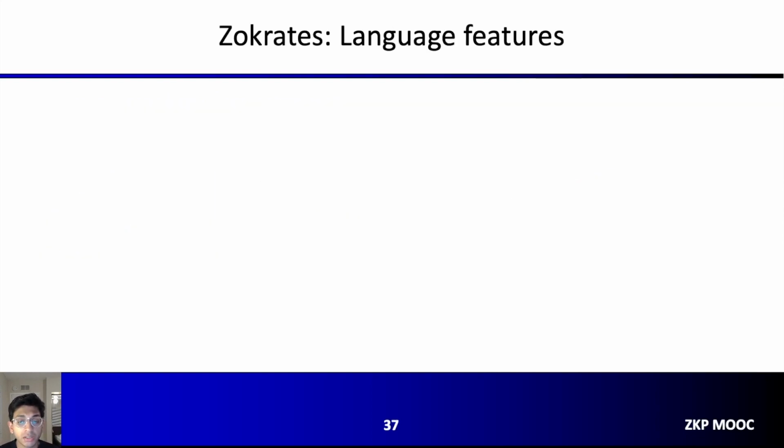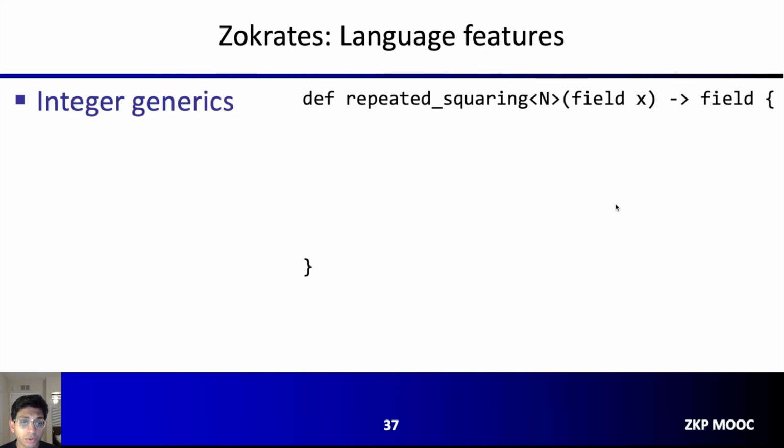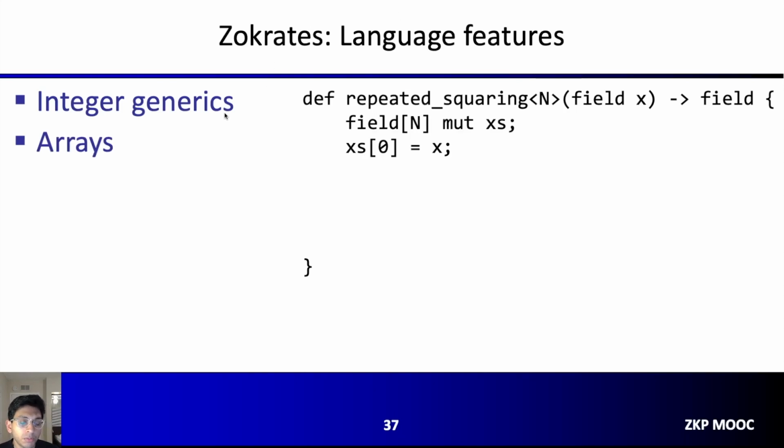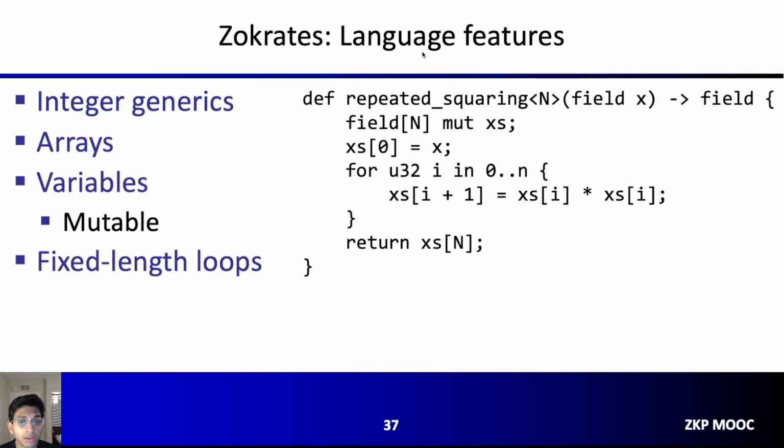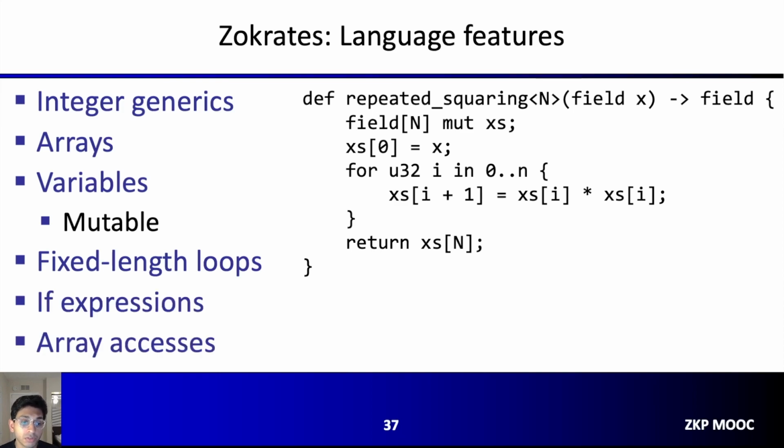In a little bit more detail, ZoKrates supports a lot of advanced features such as integer generic type parameters to functions. So this basically says that this repeated squaring function is generic over some integer argument. Okay, we can specify arrays that can be mutated, for example, in for loops that have some fixed compile time known length, and we can have if expressions as well as compile time known array accesses. So the index into an array must be known at compile time.